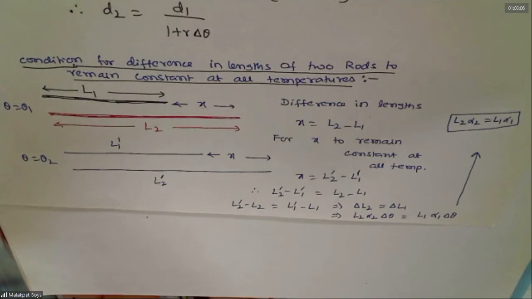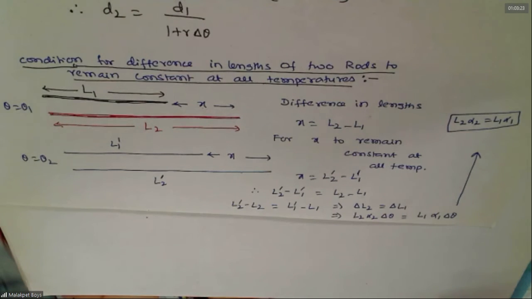Sir, what if both rods are made of the same material? Then alpha 1 equals alpha 2, so L1 should be equal to L2. From this condition you will get everything.